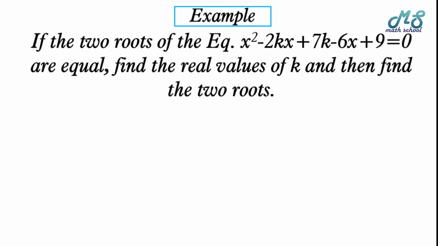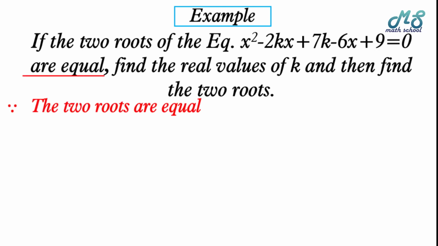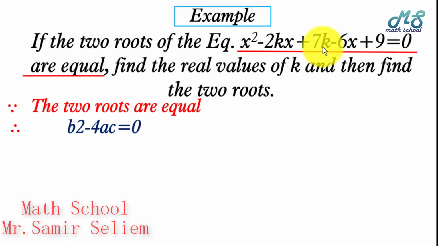First guys, he said the two roots are equal. We can deduce now that the discriminant equals 0. So we can say the two roots are equal, then b squared minus 4ac equals 0. But the equation is not in the simplest form. We have x squared minus 2kx plus 7k minus 6x plus 9 equals 0. We can collect like terms to put it in the simplest form.